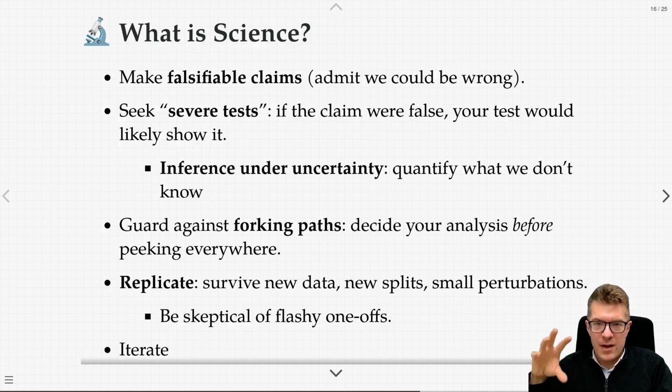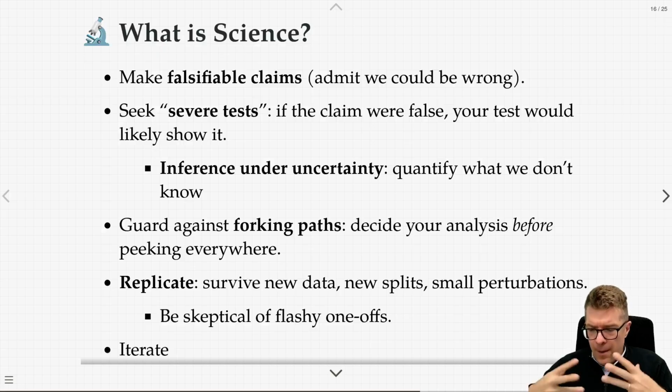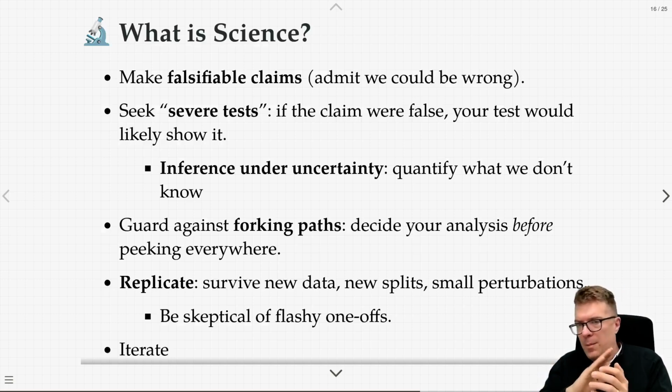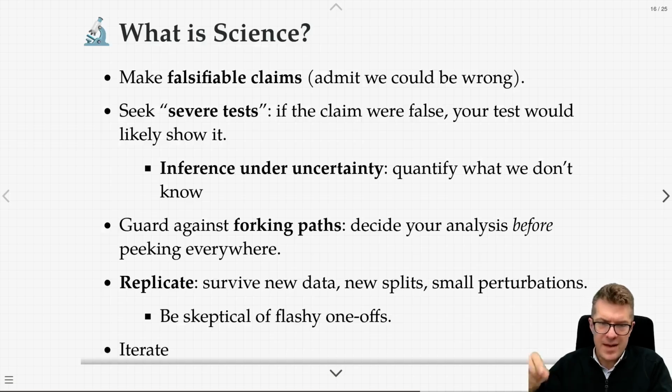So we're going to need to be able to quantify or measure what we don't know in order to assess how good these severe tests are in falsifying our claims. We want to be able to guard against what are called forking paths. This is similar to the example I mentioned earlier where we are running experiments and gradually trying to improve our models or our approaches, but we peek behind the curtain, so to speak, and cheat in some sense by incorporating knowledge we shouldn't necessarily have, and contaminate our experimental process with information that shouldn't be part of the process. We talked about that a little bit earlier.